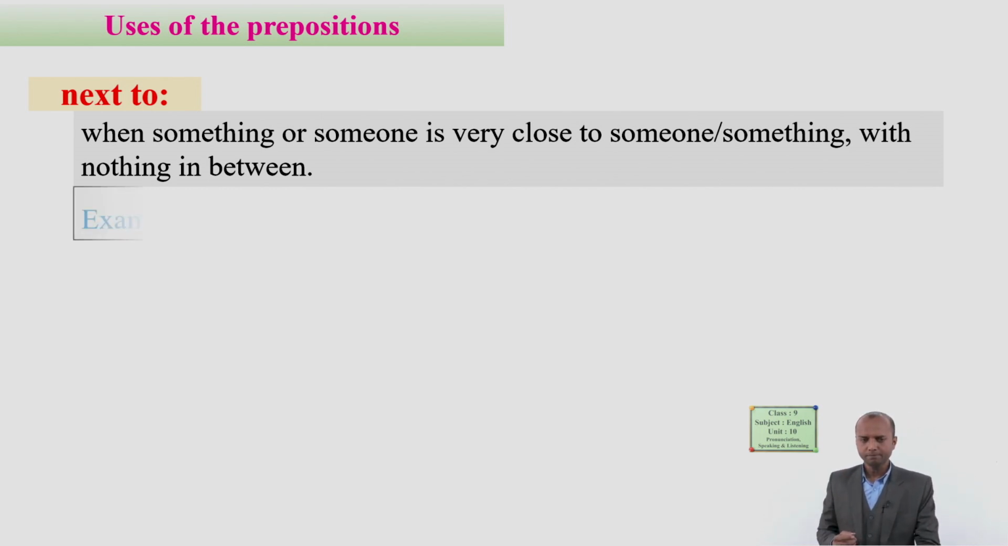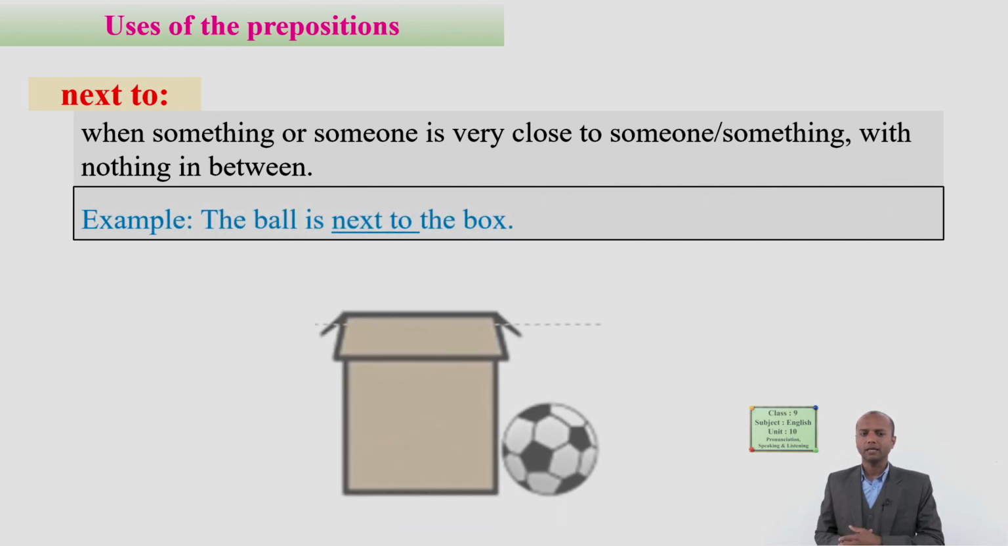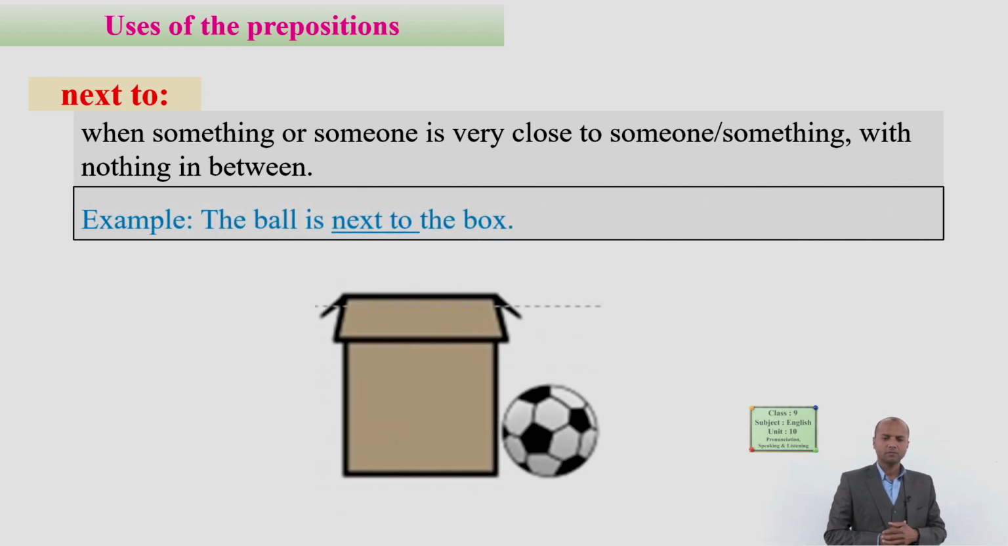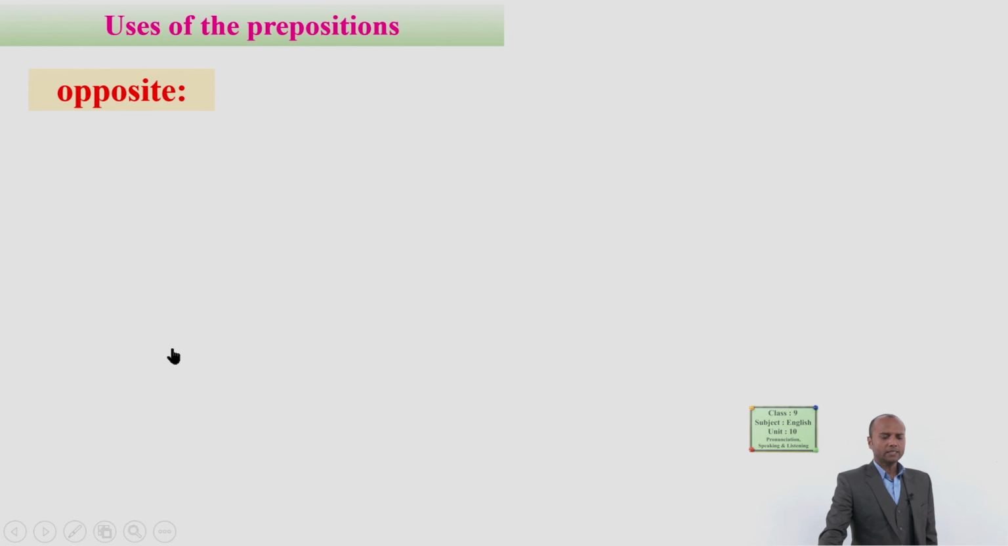For example, the ball is next to the box. Look, so there is small gap as well and box is there, ball is there, okay, next to is used in such a way. So next is opposite. Next preposition given that you have to use while speaking.